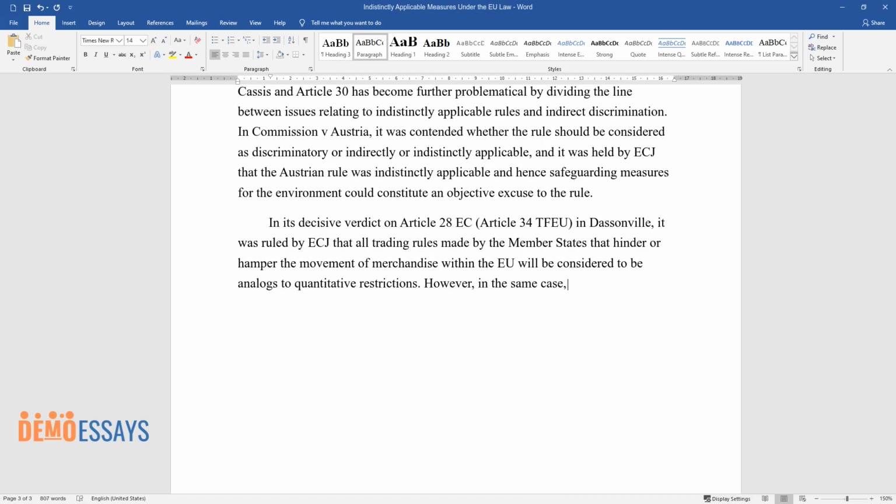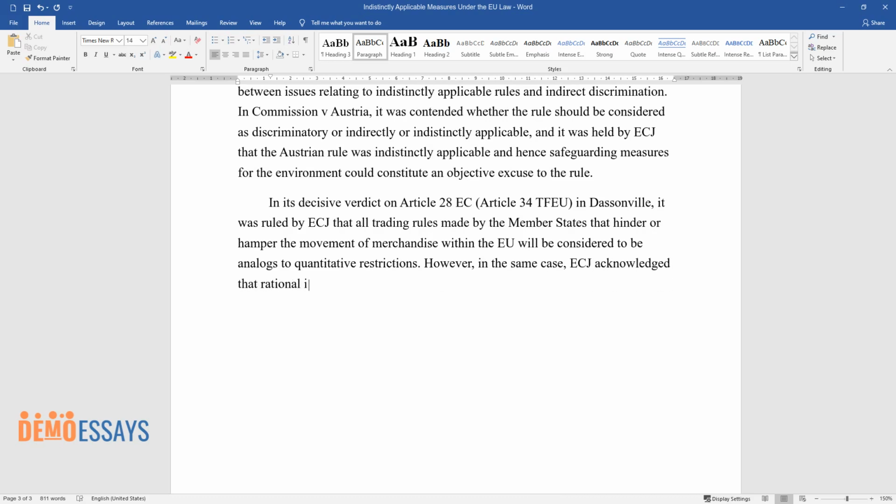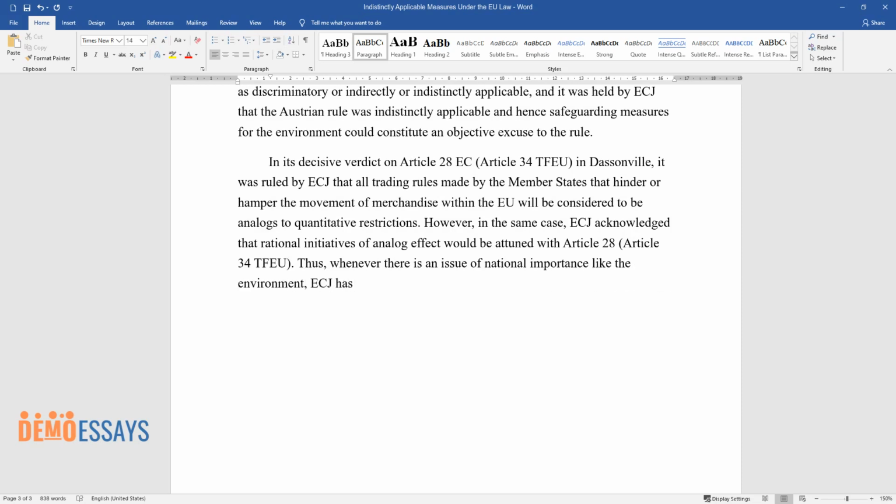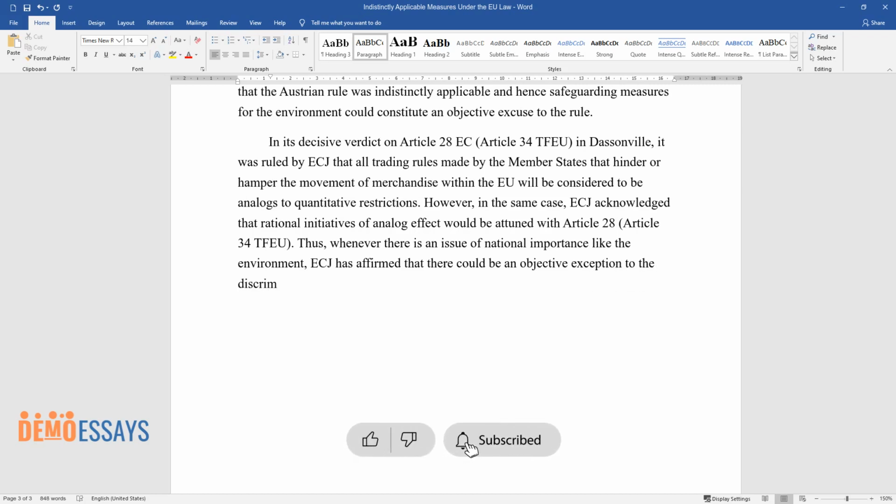However, in the same case, the ECJ acknowledged that rational initiatives of analog effect would be attuned with Article 28, Article 34 TFEU. Thus, whenever there is an issue of national importance like the environment, the ECJ has affirmed that there could be an objective exception to the discriminatory rule, and in such cases, the ECJ may apply indistinctly applicable rules.